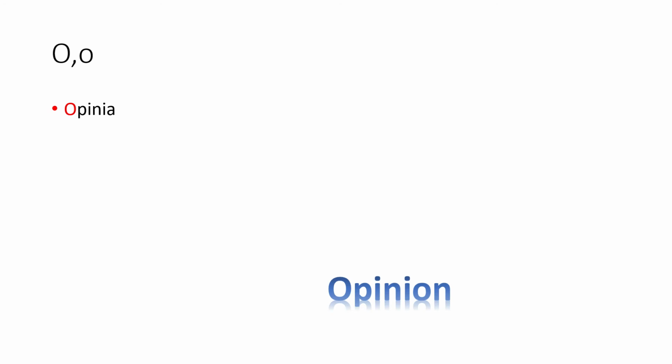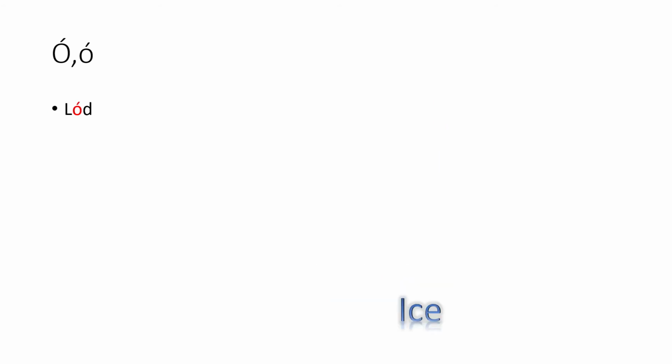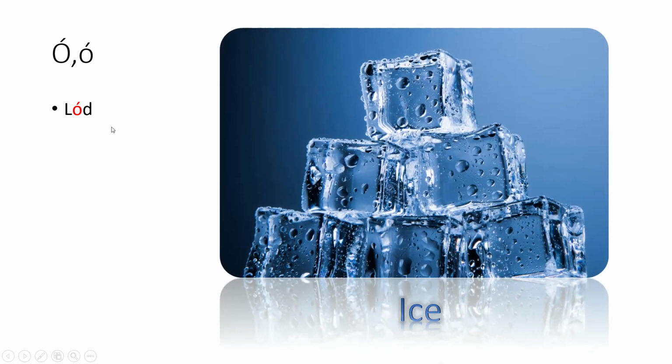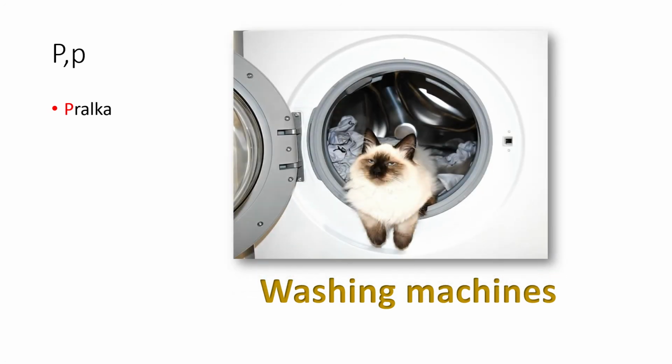Opinia. This one is obvious. Opinion. This O with a dash is pronounced U. So lud. Ice. P is obvious. Pralka. Washing machine. Don't mind the cat.